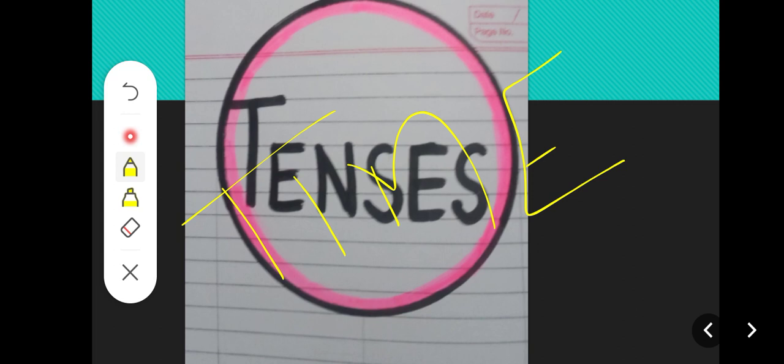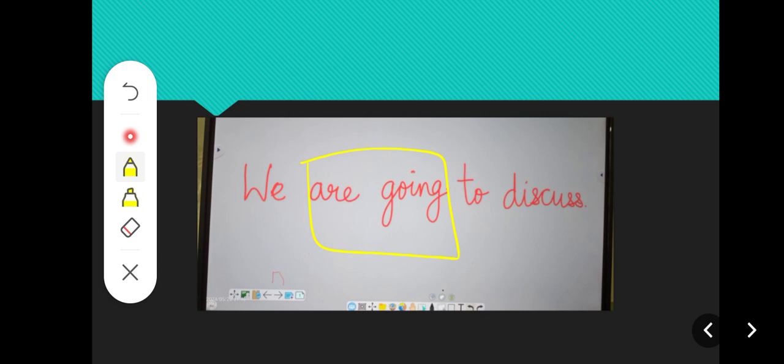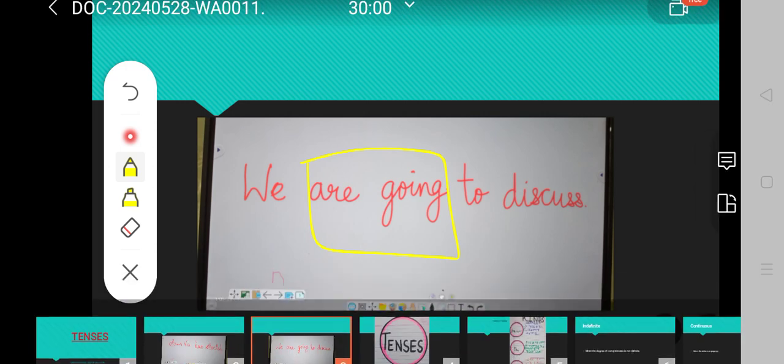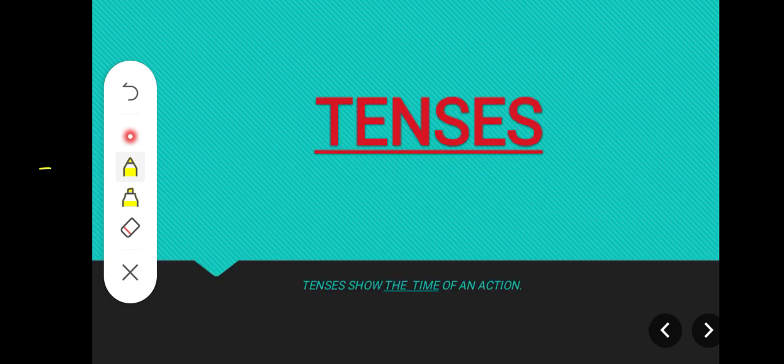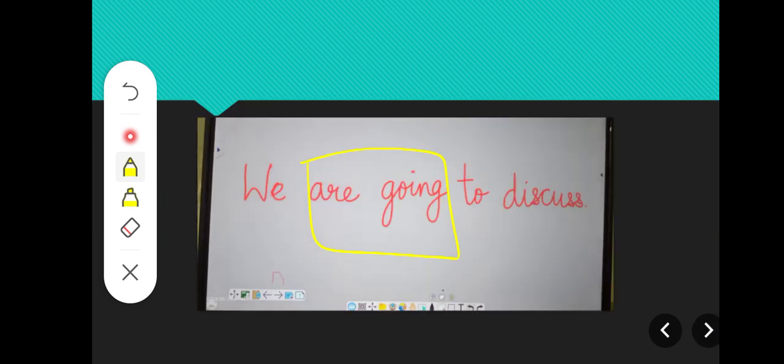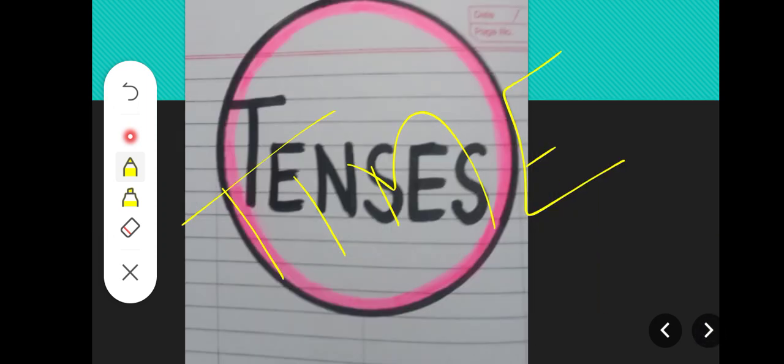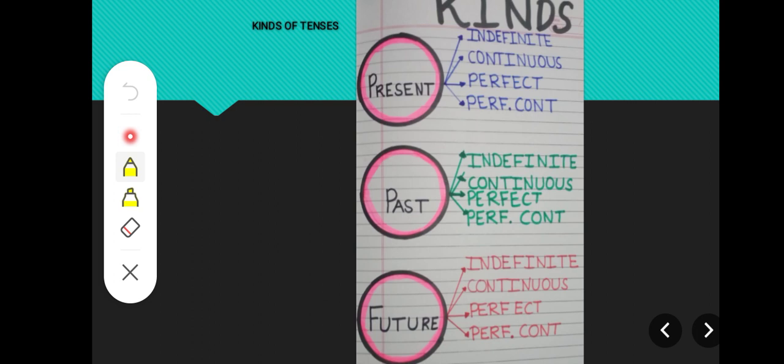Or we can say a tense is a form of verb that allows us to express time. The tense of the verb tells us when any event existed or when a person does, did, or will do something. Tenses show the time of action. Time of any action is shown by tenses. So now let's talk about the kinds of tenses. In a broad sense, we have three types of tenses: present tense, past tense, and future tense.